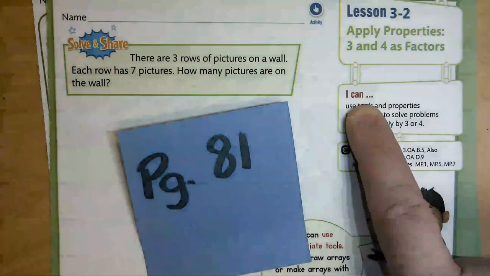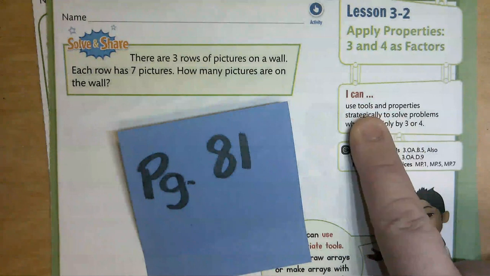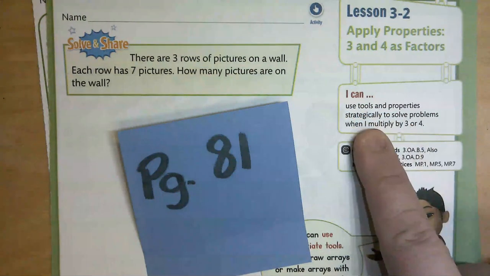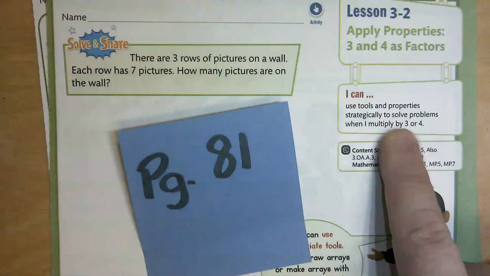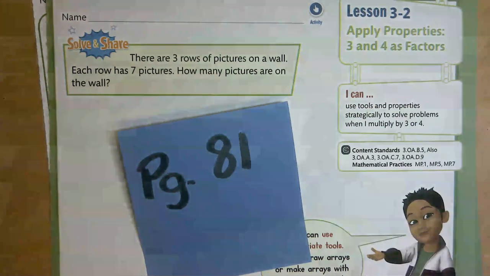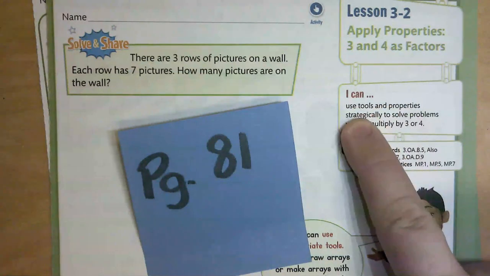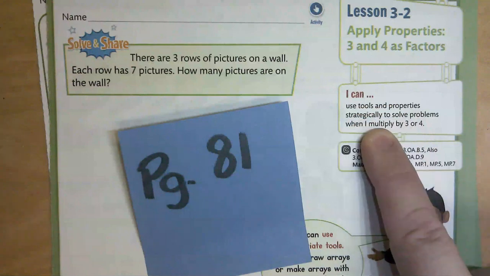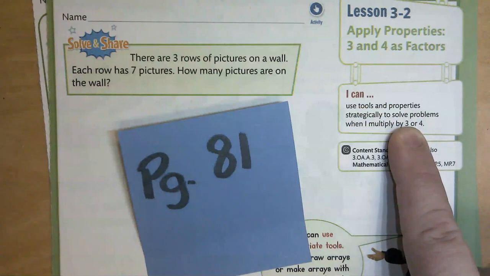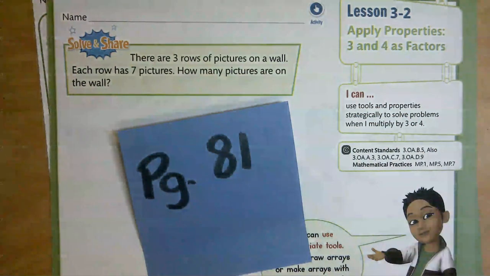So at the end of our lesson today, we want to say I can use tools and properties strategically to solve problems when I multiply 3 and 4. What that means is using the things we've learned, tools and properties, that's all the things that we've learned. Strategically means making the right choice to solve problems. So we want to use the things we've learned already to help us solve the problems when we multiply by 3 or 4. And so we're going to go ahead and use the distributive property that we used last time to help us out when we're multiplying by 3s and 4s.